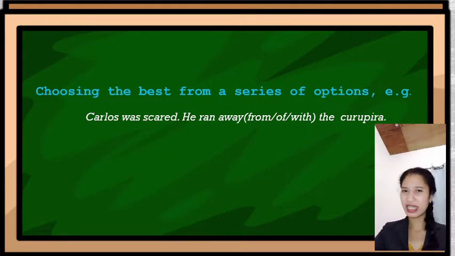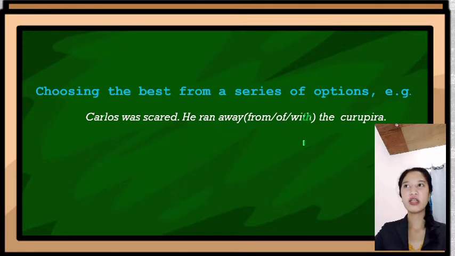Do you think it fits in the sentence? No, it does not. Did Carlos mention that he is with somebody? No, right? He just said that he was scared. And for your information, based on my research, Curupira is a mythological creature of Brazilian folklore. So this creature is very, very scary. Its physical feature is very, very scary. He can't run with the Curupira whom he was scared of. So this is already a no.